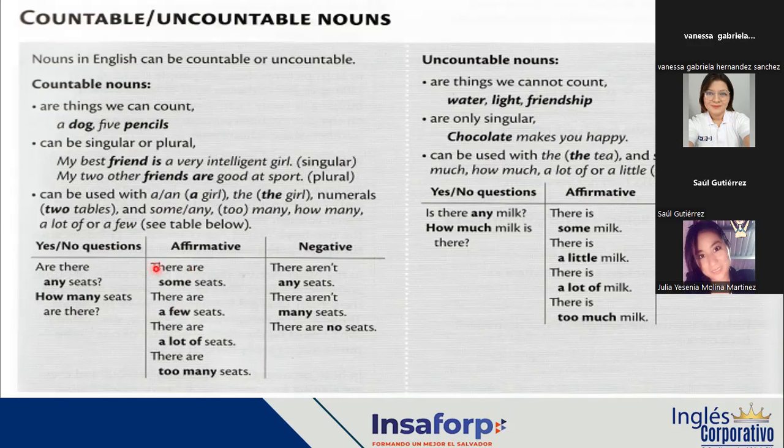¿Qué es lo que significa esto? Que estos que vemos in bold, en negrita, are quantifiers, son cuantificadores, ¿sí? If I say, there are some seats, what do we understand? ¿Qué significa seats? Asientos. Hay, porque ya vimos, there is and there are. There are some seats, hay algunos asientos. Now, if I say there are a few seats, algunos asientos. Entonces quiere decir que some y a few es lo mismo.